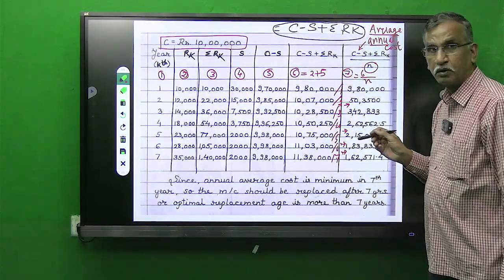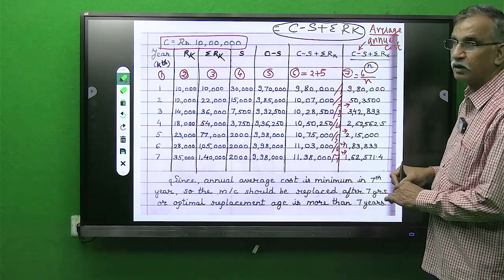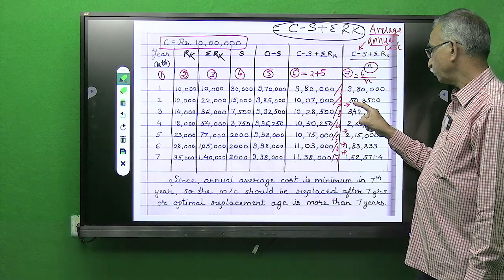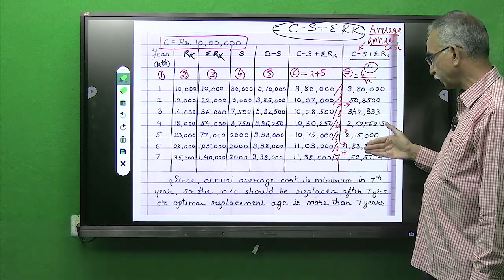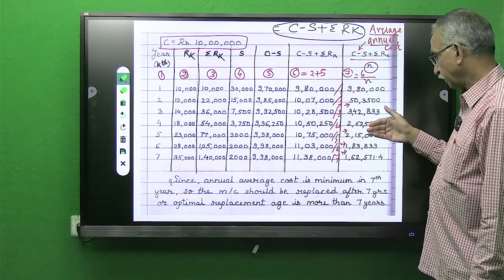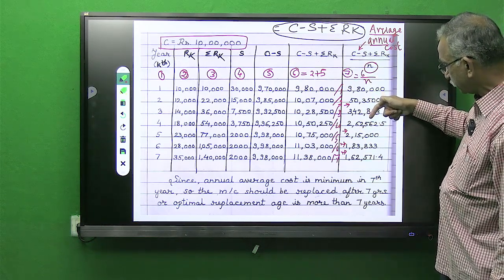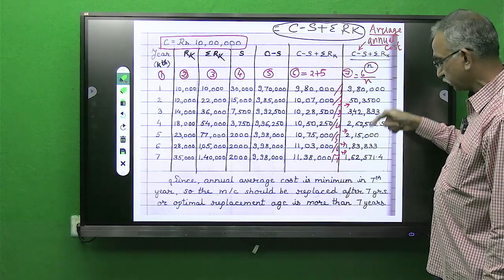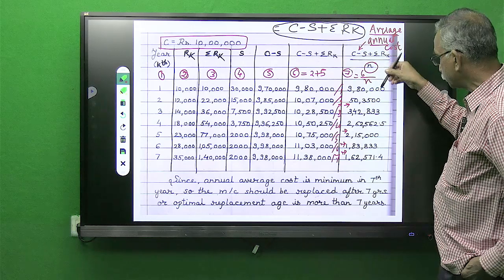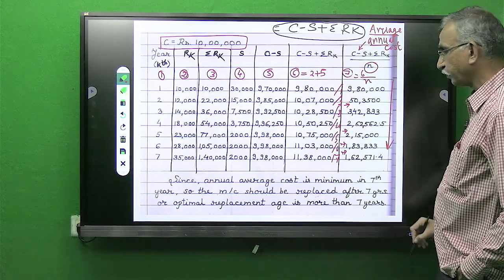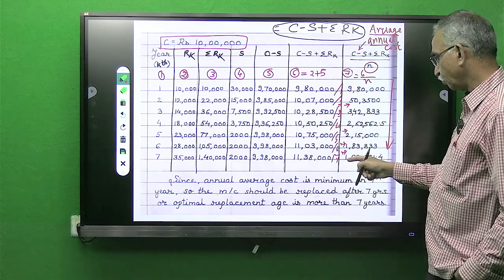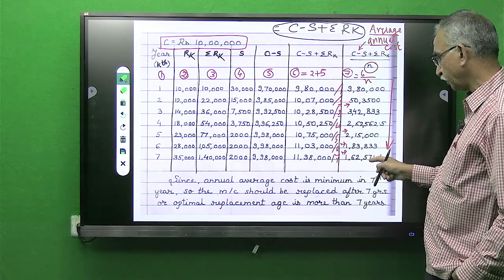Now look at these values. First value 9, 8, 4 times 0, 5, 0, 3, 0. Observe the trend. The trend is that the value is decreasing. So for all 7 years the value is showing a decreasing trend, and for the last, 7th year, we get this value as 1,62,571.